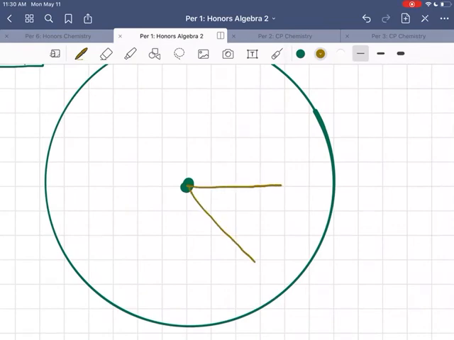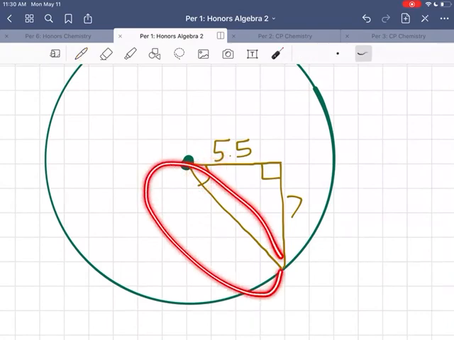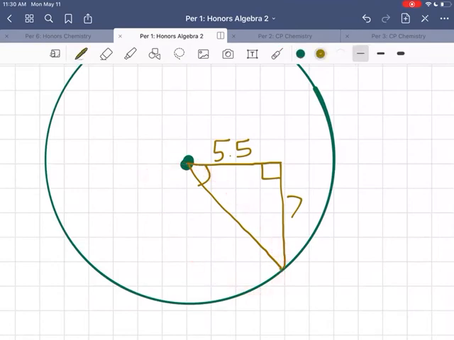Our hypotenuse will go from here to here. That is our right angle. We're going to find this angle, of course, and let's say that we know that our opposite side is 7 and our adjacent side is 5.5. Let's say we know those things. So we're actually in this problem going to find out two different things. We're going to find out what the angle is here and also what the length of this long side is. Let's go with finding the angle first.